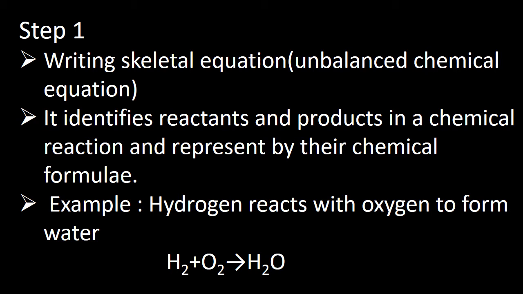Now we can see the steps involved in writing a chemical equation. First, you need to write a skeletal equation. What is a skeletal equation? We already discussed that: it is an unbalanced chemical equation. So we write the elements or the substances involved in the reaction. Reactants are always included on the left hand side and products on the right hand side.